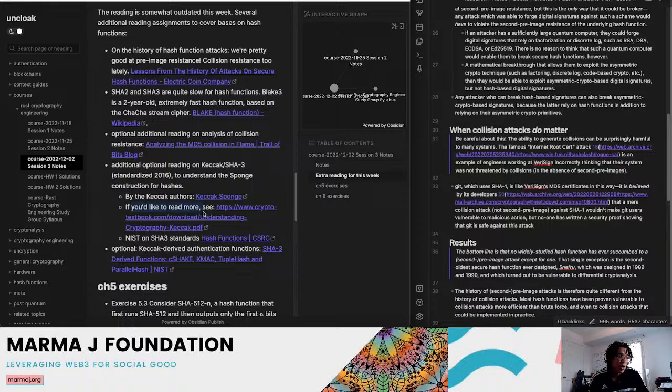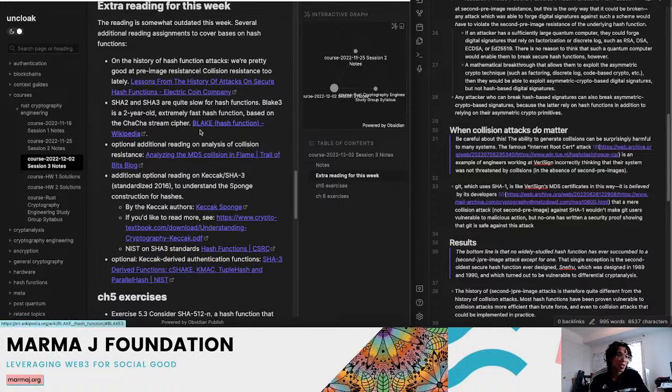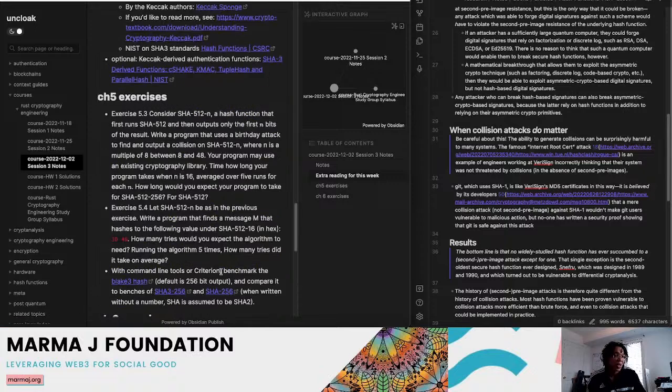If you want to read more, this textbook's fine, nothing special. NIST on SHA-3, and then optional Keccak-derived authentication functions. In my opinion, I think this next one, BLAKE3, is probably the most realistic. And then we're going into the exercises for the week.